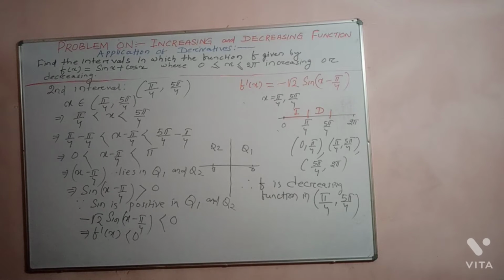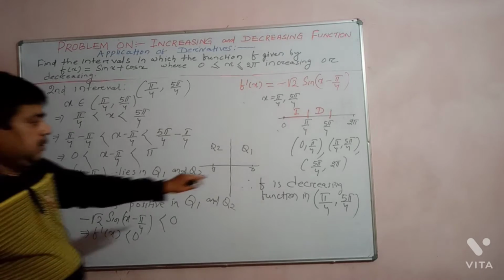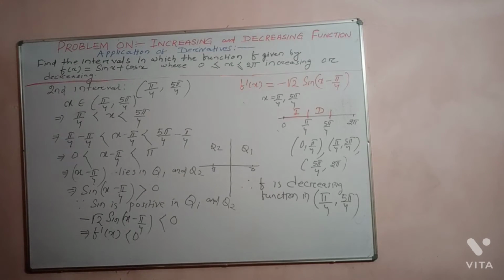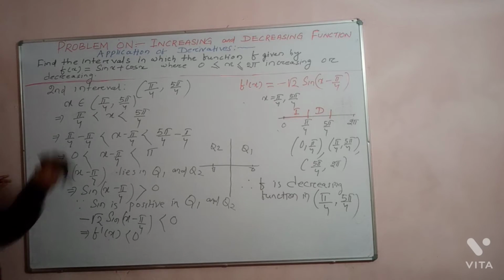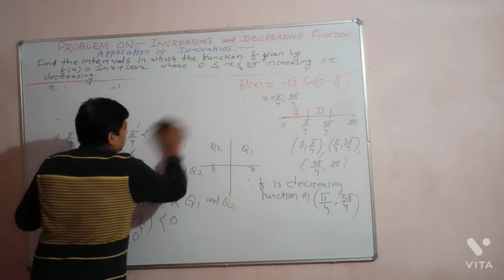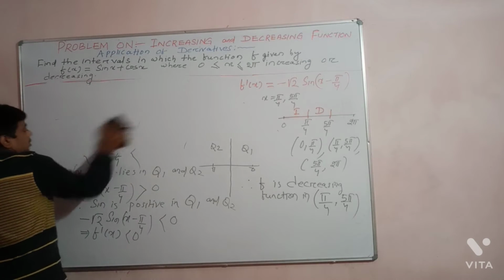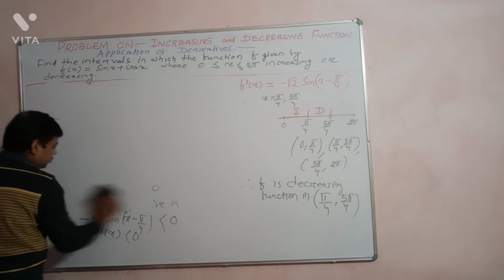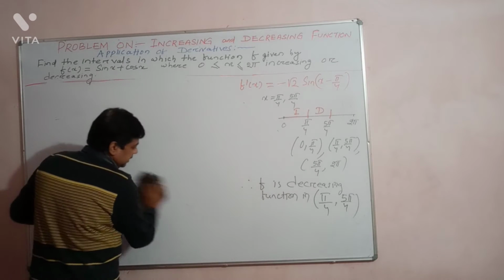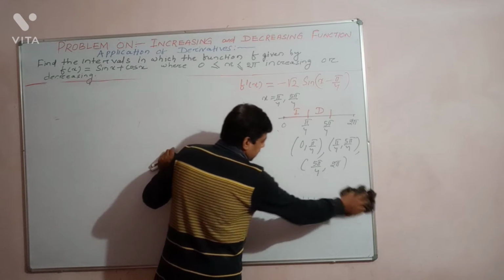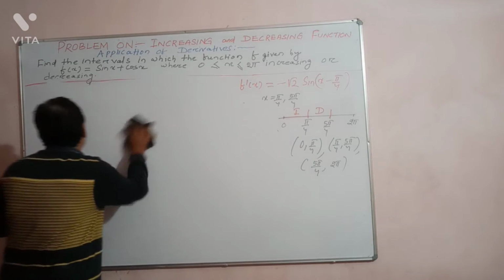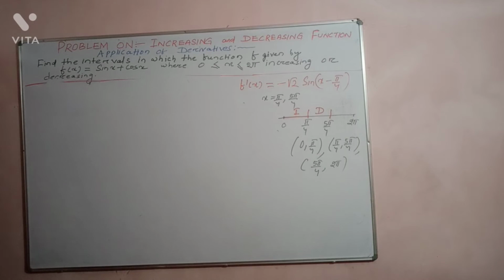Okay. Now let's see the third interval. What is the third interval? 5 pi by 4 and 2 pi. Let us check whether the function is increasing or decreasing. Let's see. Is it clear? Understood? Okay. So the function is decreasing in the interval pi by 4 to 5 pi by 4.